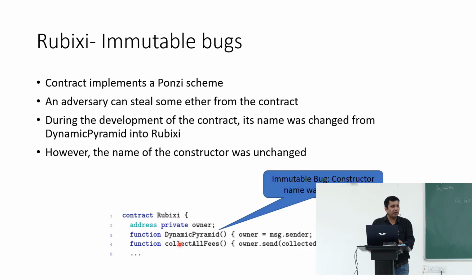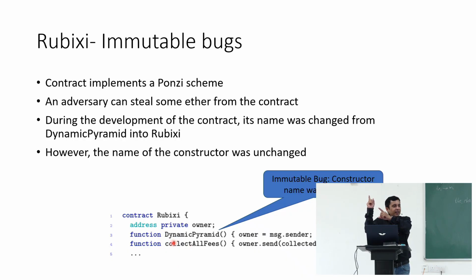Generally, when you are writing a program, you may be updating the main function or main program name. But you may miss the internal code where this function was called. If the same function is called again and again, everywhere you have to update the name of that function. But here, the constructor name Dynamic Pyramid was unchanged. So suppose I am accessing this contract Rubik's Cube, but the constructor called is Dynamic Pyramid.